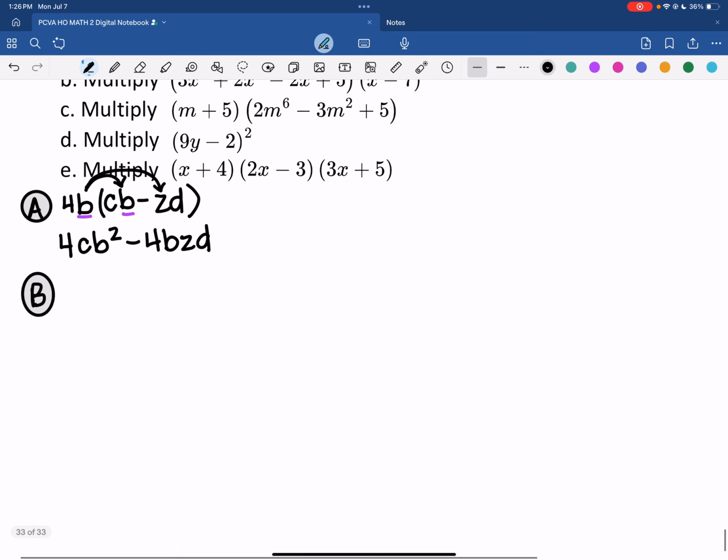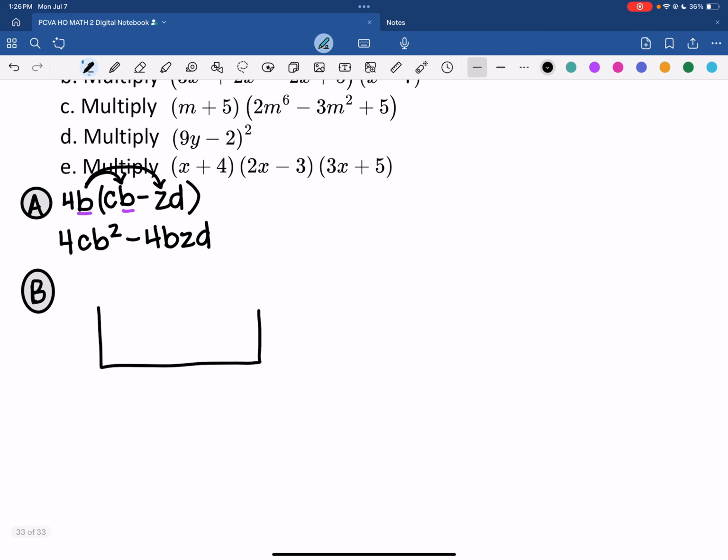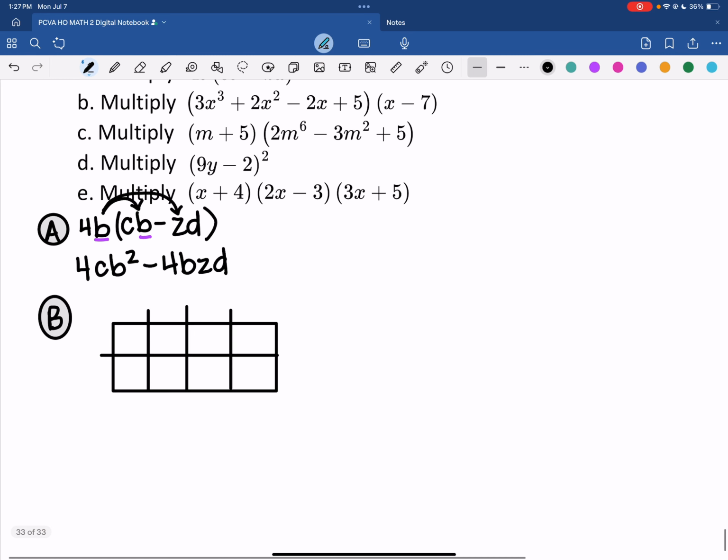So in my box method, I'm just going to create a box or a rectangle, just something to label it. I know that I have 2 terms on one, and it doesn't matter which side you put them on, and I have 4 on another. So I create columns and rows to match up with the number of terms that I have. So for my 2, I'm going to take this x and make this -7. So this was the x minus 7. I split that up.